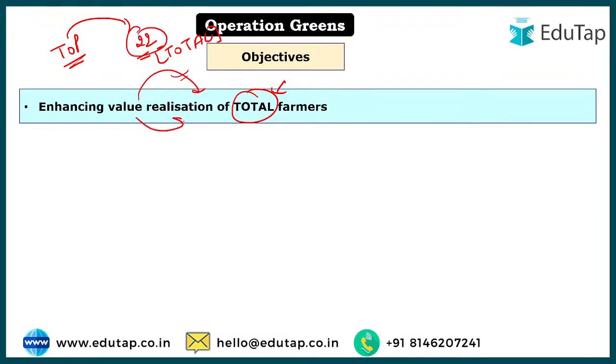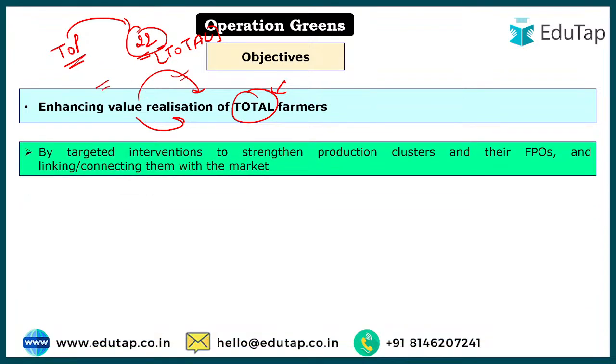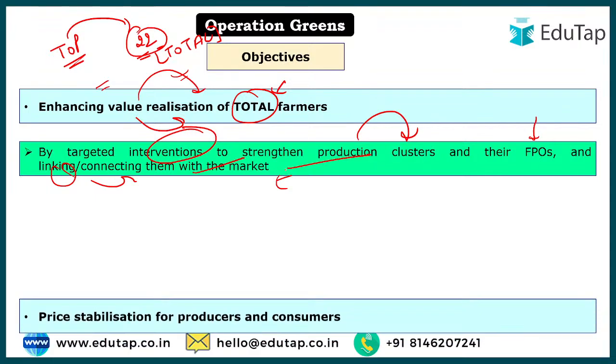Okay, enhancing value realization. How is the government going to make farmers realize the value? When we say value realization, it means making the farmer or the organization, FPOs, farmer producer organizations, aware of the real prices which they can fetch from the market. So the first aim is this. How will that be done? By interventions. Government will intervene to strengthen production clusters, to make the production clusters and their FPOs aware of the right money and how to negotiate it, and by connecting them with the market, so that they have an idea of the actual price going on in the market.